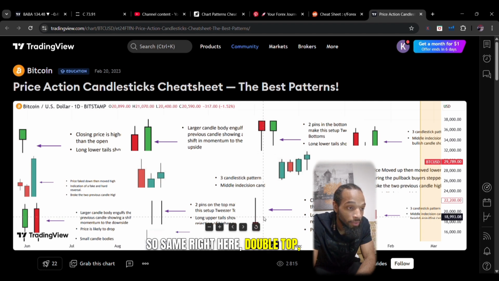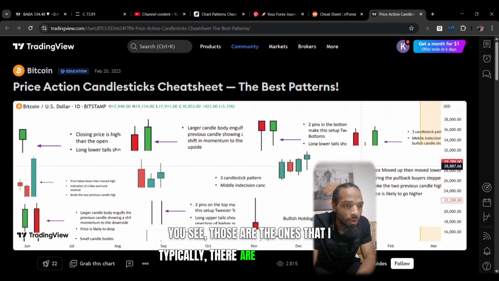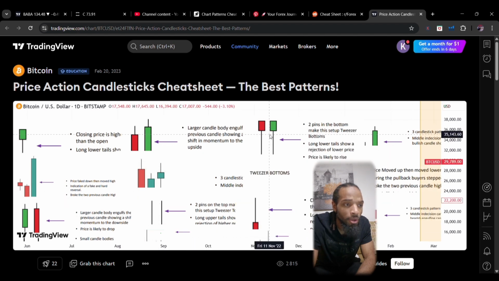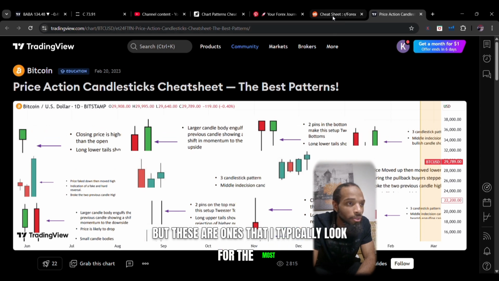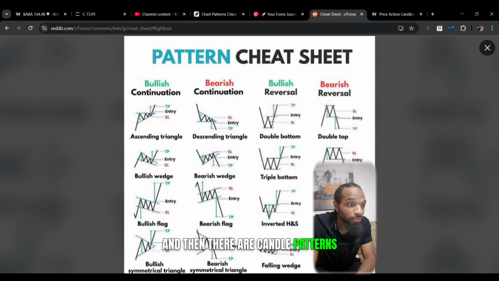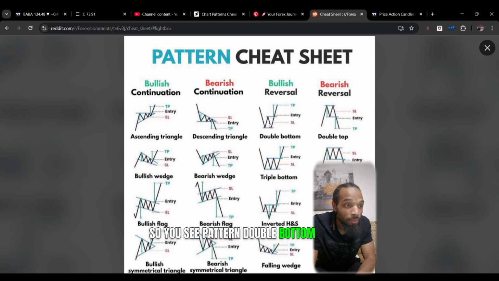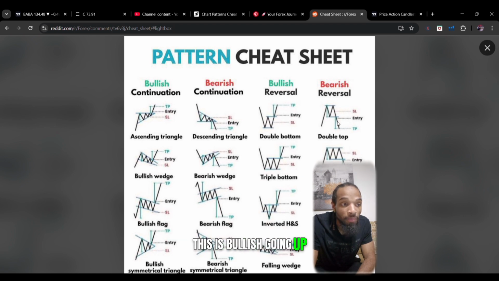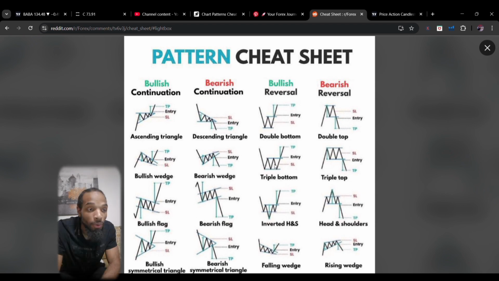Double top, a hammer. You see, those are the ones that I typically look for the most. There are more, but I don't see them on here. And then there are candle patterns. So you see pattern, double bottom, or W's and M's. When it goes one way, typically it also goes the other way for the opposite pattern. This is bullish going up. This is bearish going down.